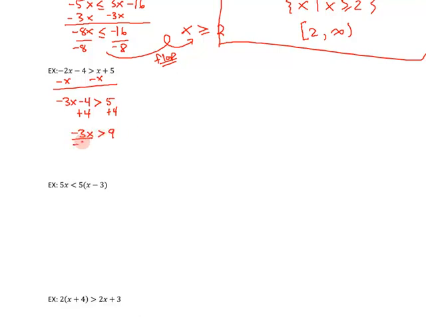Now I divide both sides by negative 3. Now I'm dividing by a negative, so I flip. I'm going to end up with a less than instead of a greater than. X is less than negative 3.